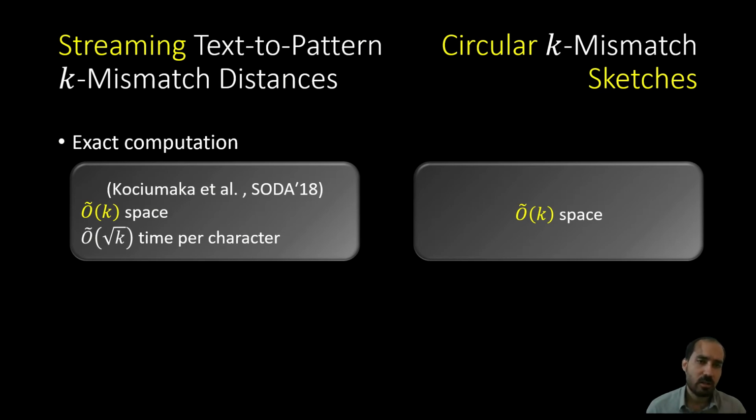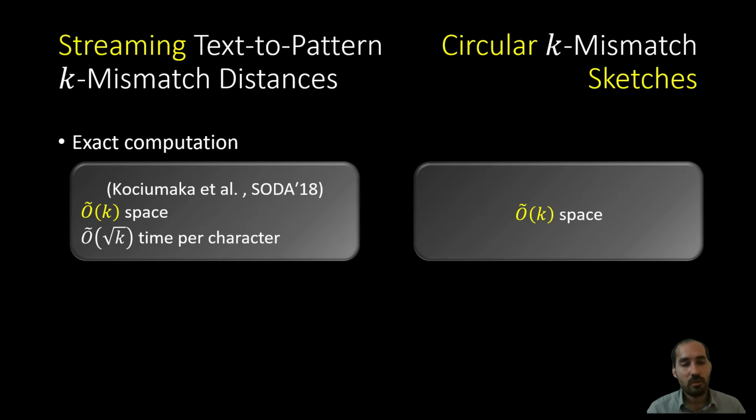Another interesting relation between the problems is that if we consider the space for a streaming algorithm, which means that the pattern is given in advance and the text arrives one character at a time, and we are only allowed to store a small amount of space, then the state-of-the-art algorithm for the streaming model, of course we consider the k-Mismatch variant, is exactly the same as our new sketches up to polylogs.